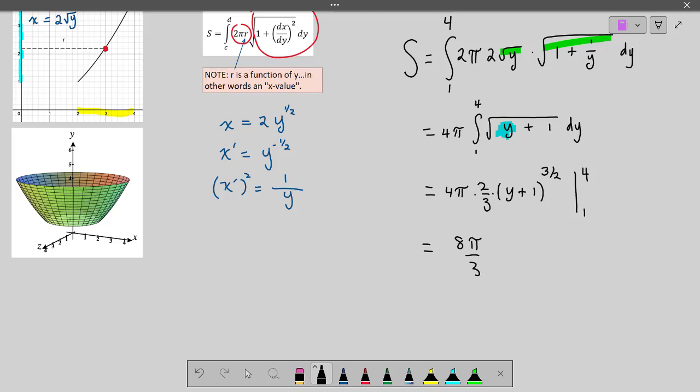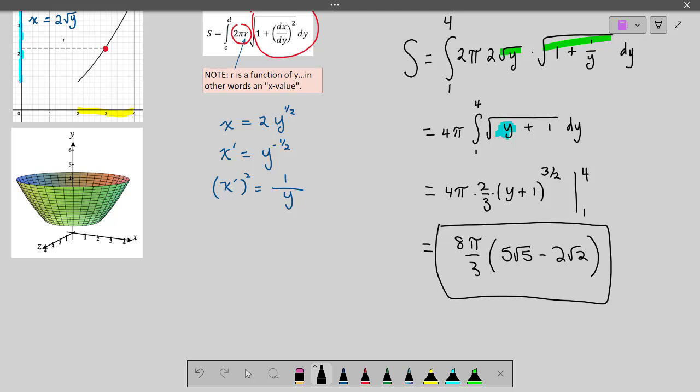Plug in the 4 here, we get 5 to the 3/2, which we normally would write as 5 root 5. Minus, plug in 1, we get 2 to the 3/2, which we would normally write as 2 root 2. And that will be our final answer.